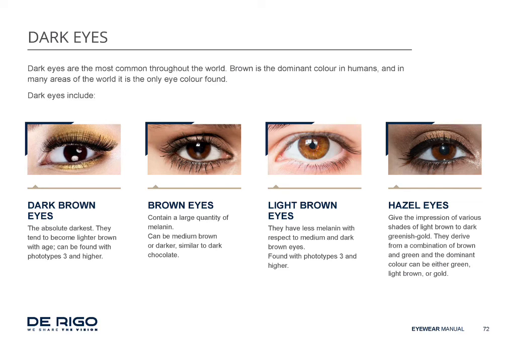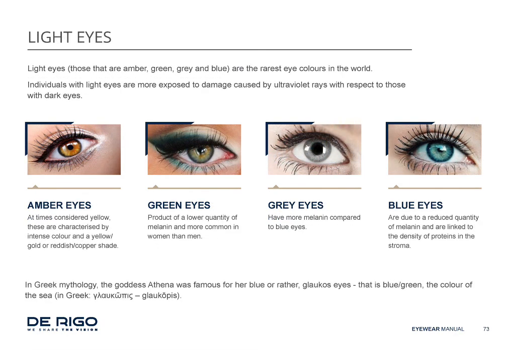And hazel eyes give the impression of various shades of light brown to dark green gold. They derive from a combination of brown and green, and the dominant color can be either green, light brown, or gold. Light eyes, such as amber, green, gray, and blue, are the rarest eye colors in the world. Individuals with light eyes are more exposed to damage caused by ultraviolet rays with respect to those with dark eyes.